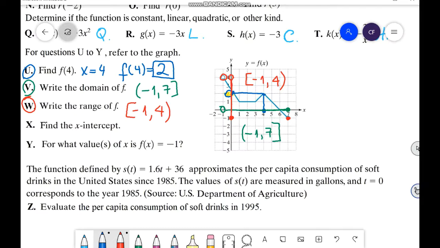Next is to find the y-intercept. Go to the y-axis, find where the graph is intersecting the y-axis. Now the x-intercept. Go to the x-axis, and then you're going to find the point here where the blue graph is intersecting the x-axis. This is the x-intercept.